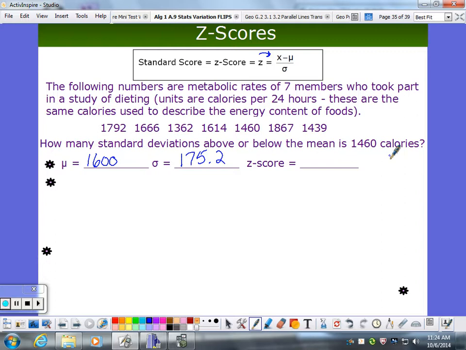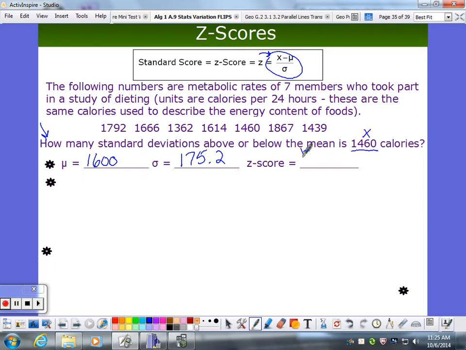So what's the data point that I want a z-score of? What's x? I'm using this formula. I have a mean, right? I have standard deviation. What's x? What do I want a z-score of? There's only one in this question. Read it again. How many standard deviations are above or below the mean? Above or below the mean is 1460 calories. So what do I want a z-score of? What value? That's your x.